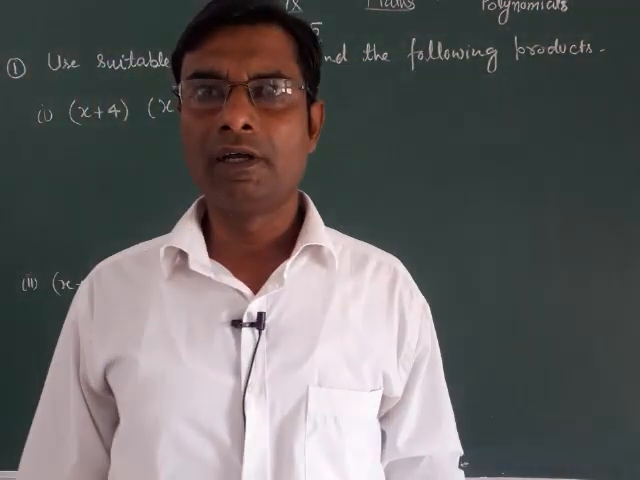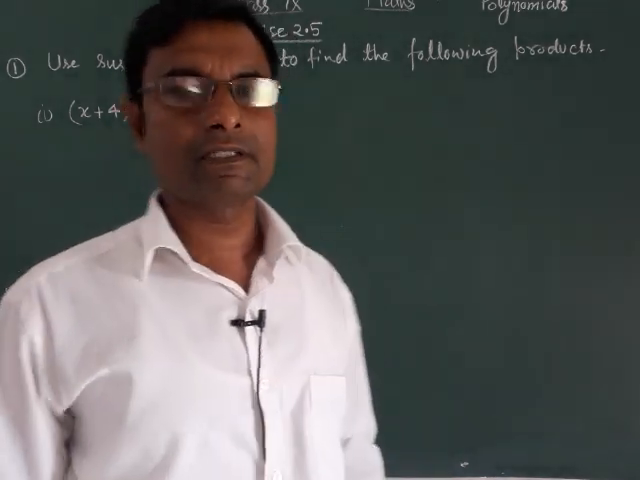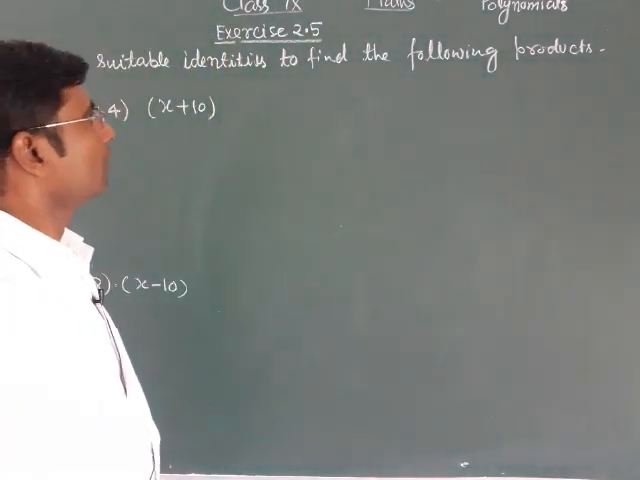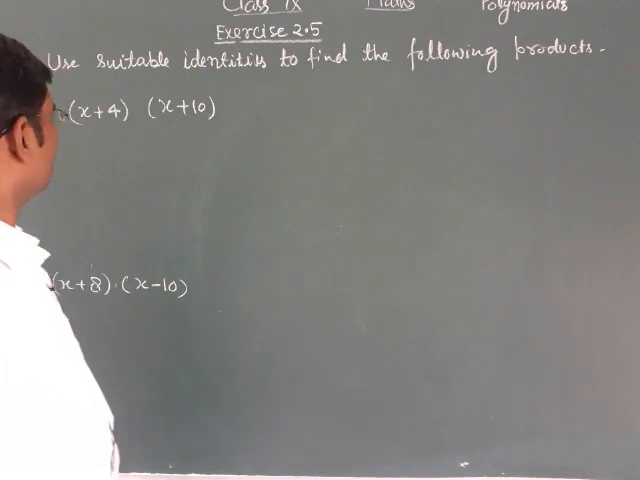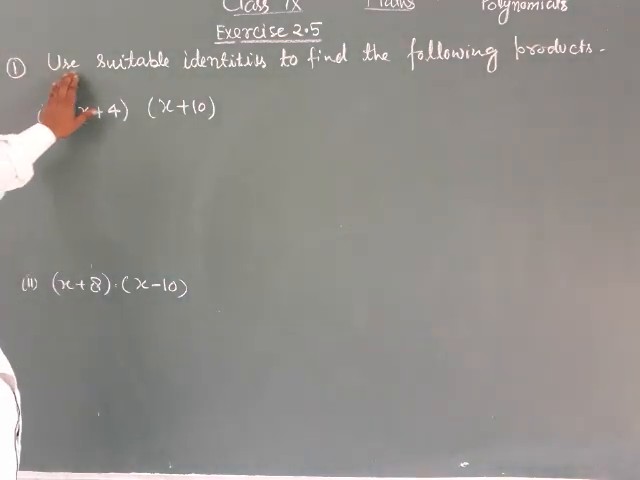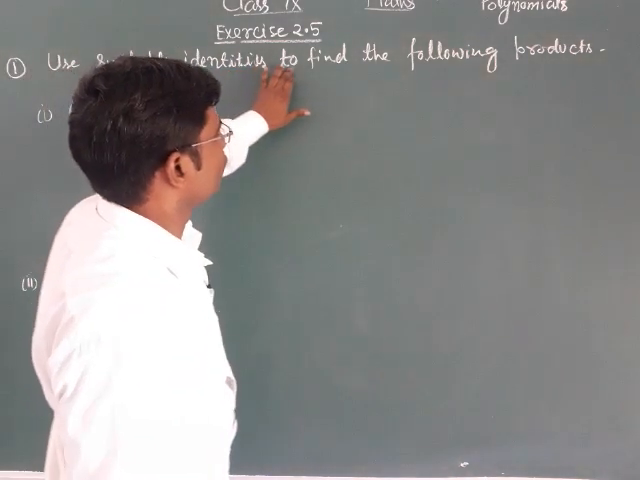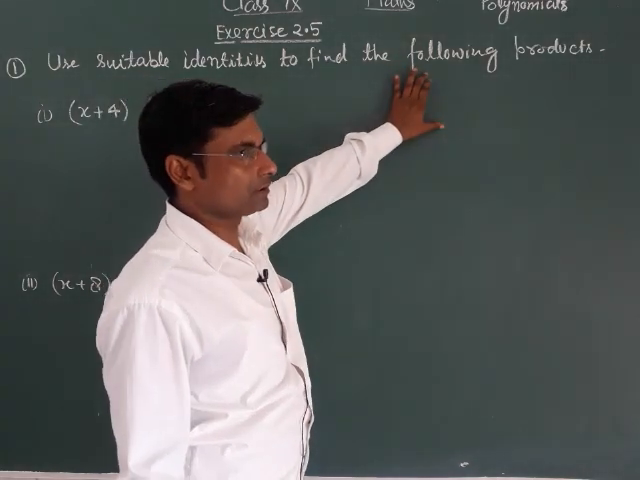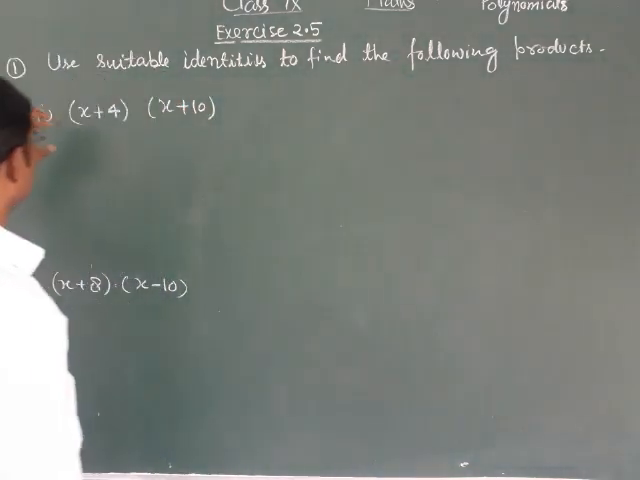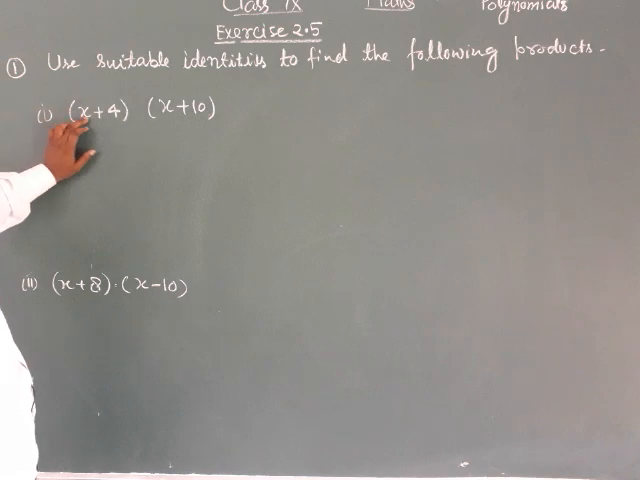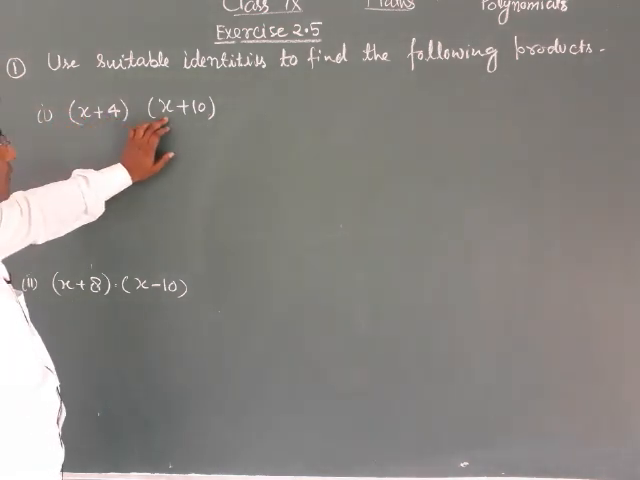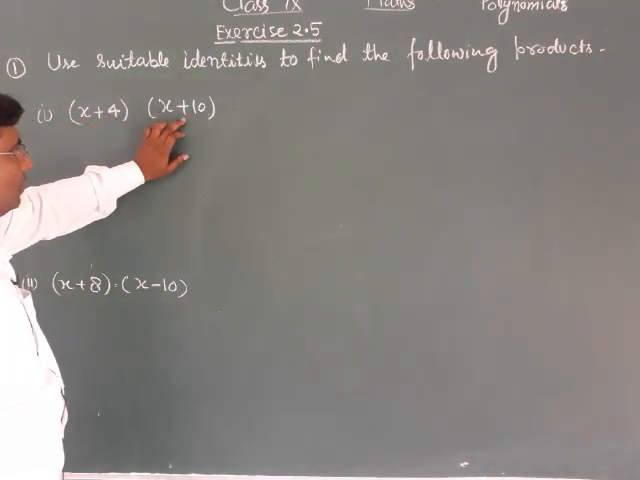Dear student, today I will solve exercise 2.5 in polynomials. Question number one: use suitable identities to find the following product. The given product has the first part (x + 4) and another bracket (x + 10).